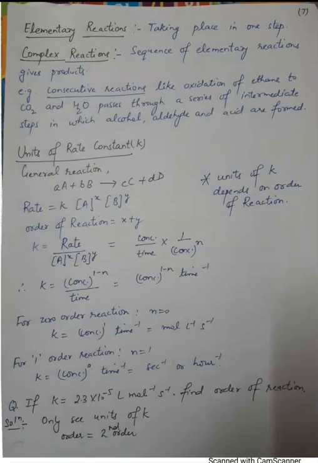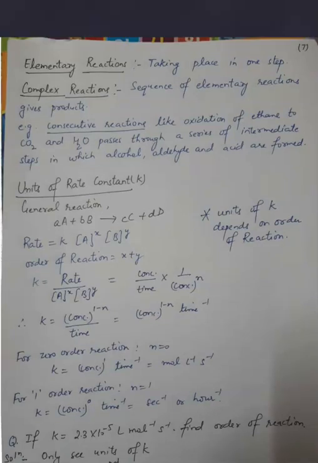For example, a consecutive reaction like oxidation of ethane to CO2 and H2O passes through a series of intermediate steps in which alcohol, aldehyde and acid are formed. Complex reaction means which occurs in a number of steps.